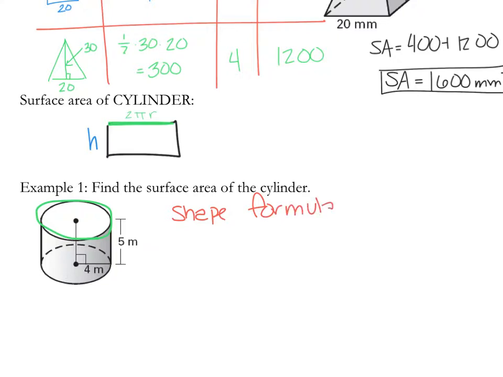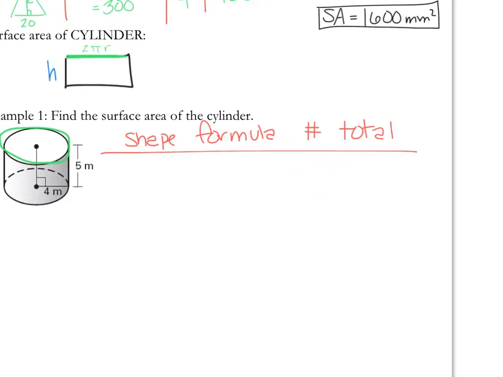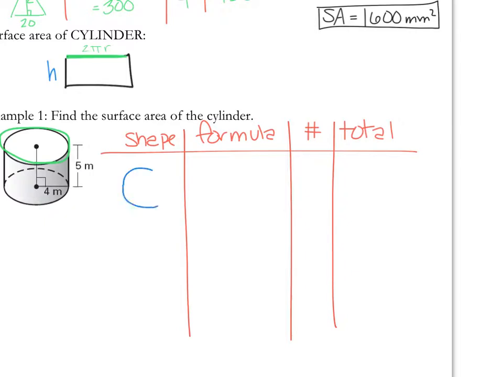Formula, number and total. Shape, we have a circle. Oh, I want a different color. And then I have a rectangle. And I have two circles, and I have one rectangle.